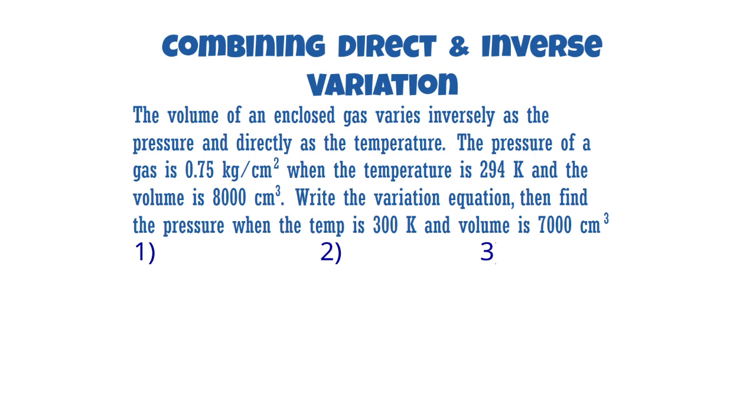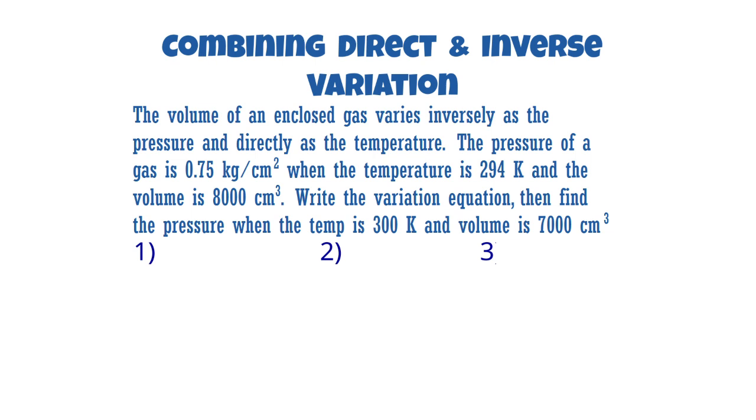Now I'm going to get fancy on us here. I'm going to actually combine some direct and inverse variation all going on in the same problem. There's a lot of physics formulas that we use that have this variation in them. If you're in physics, maybe you're familiar with that. Some of these, I'm going to guess most of you have not taken physics. All right, here we go. The volume of an enclosed gas varies inversely as the pressure and directly as the temperature.